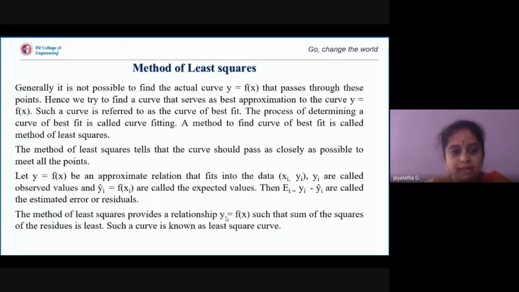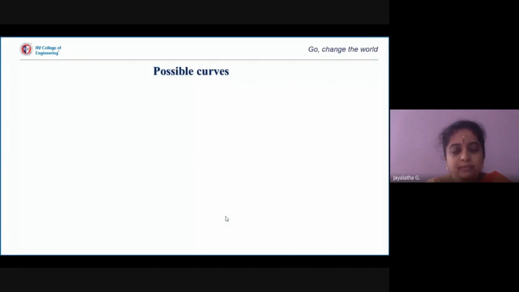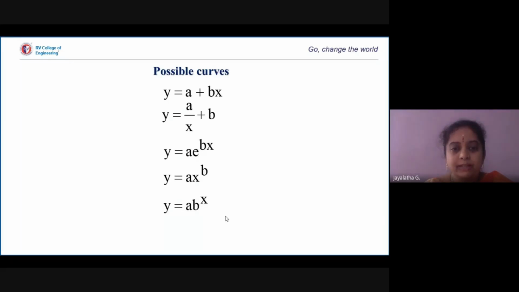I have already explained this, and let's recall what all possible curves are there. It could be a straight line of the form y equal to a plus bx. It could be y equal to a by x plus b. It could be y equal to a e power bx, or y equal to a x power b, or y equal to a b power x, or it could be a second degree curve, a parabola y equal to a plus bx plus cx square.